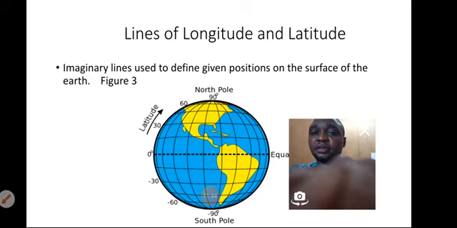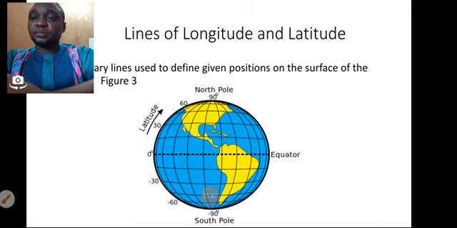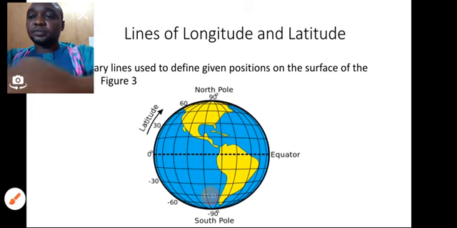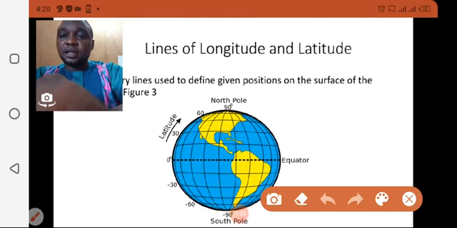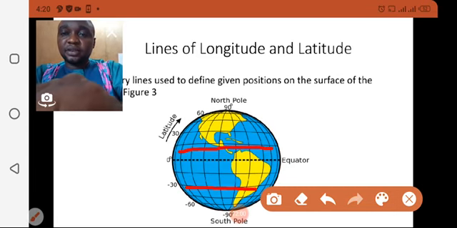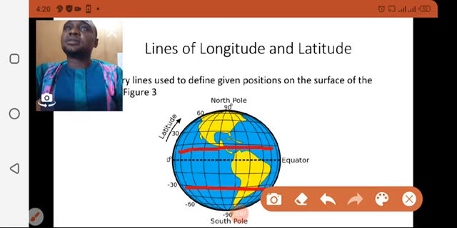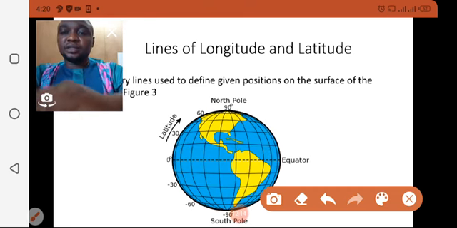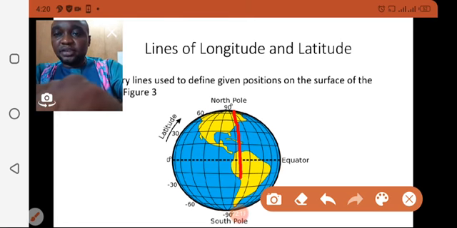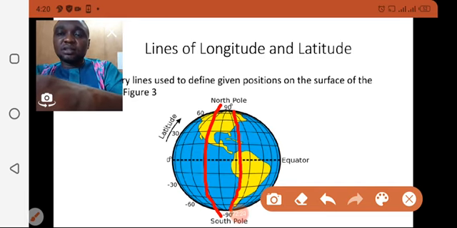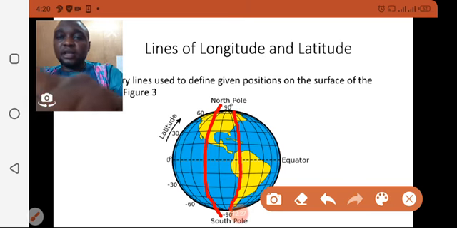Let me pick something here. I'll adjust my camera. The horizontal lines you are seeing here, these are my lines of latitude. They are horizontal lines that cross the Earth's surface. Those are my lines of latitude. I'll take it off. The vertical lines you're seeing here, these are my lines of longitude, and they cross the Earth's surface.